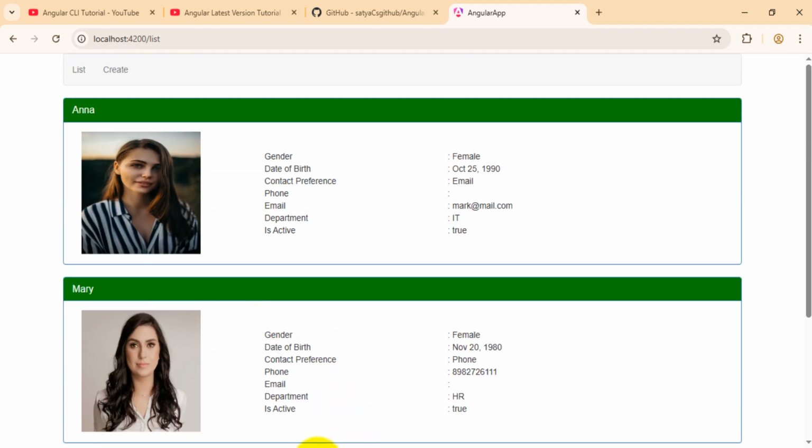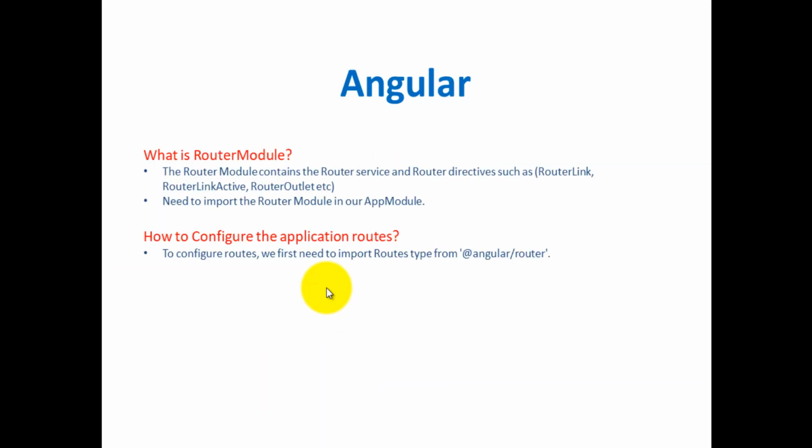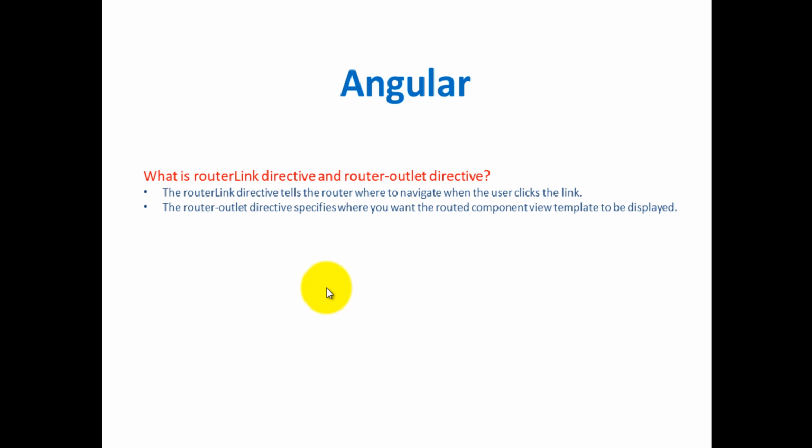Let's go to my presentation here. So guys, what is the router module? The router module contains the router service and router directives such as routerLinkActive and router-outlet, etc. We need to import the router module in our app module. How to configure the application routes? To configure routes, we need to import the Routes type from @angular/router. What are the routerLink directive and the router-outlet directive? The routerLink directive tells the router where to navigate when the user clicks the link. The router-outlet directive specifies where you want the routed component view template to be displayed.